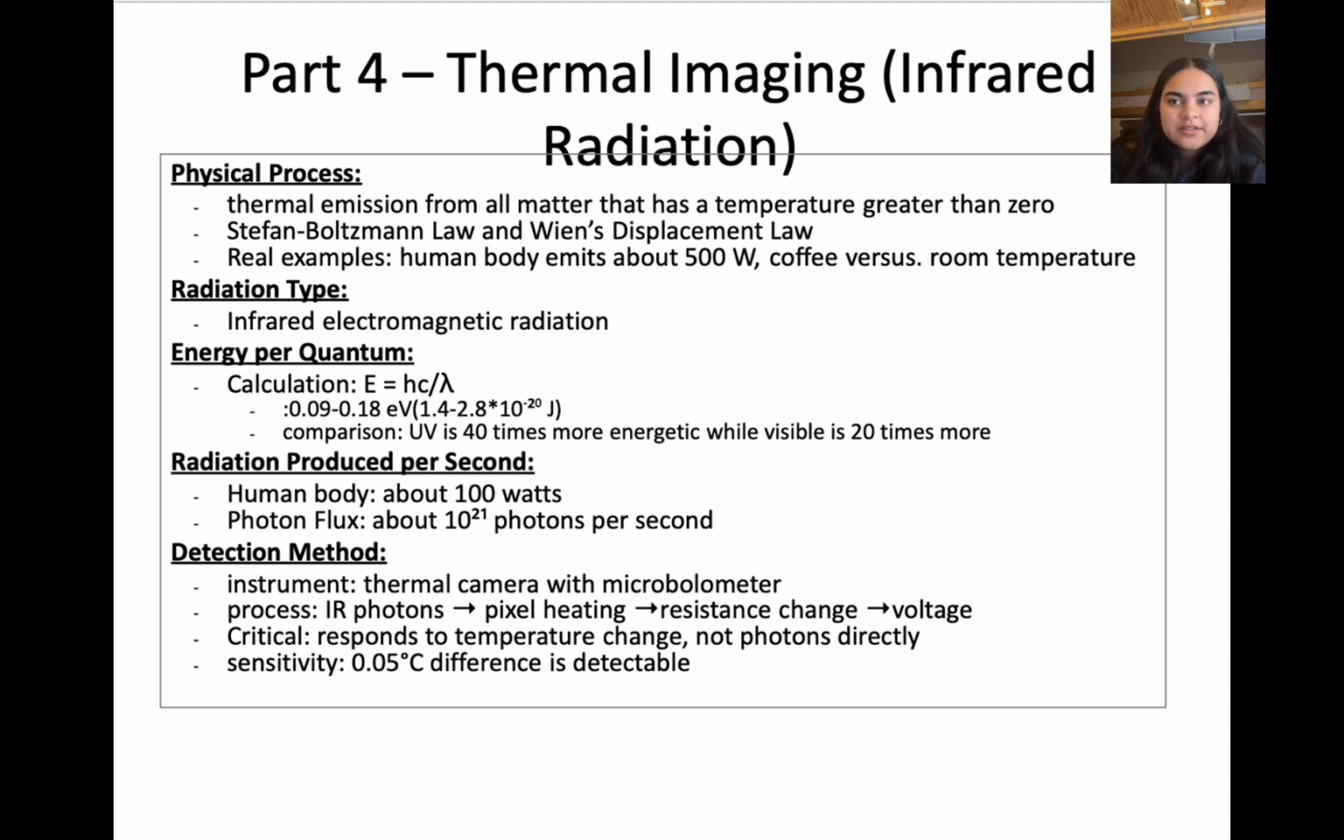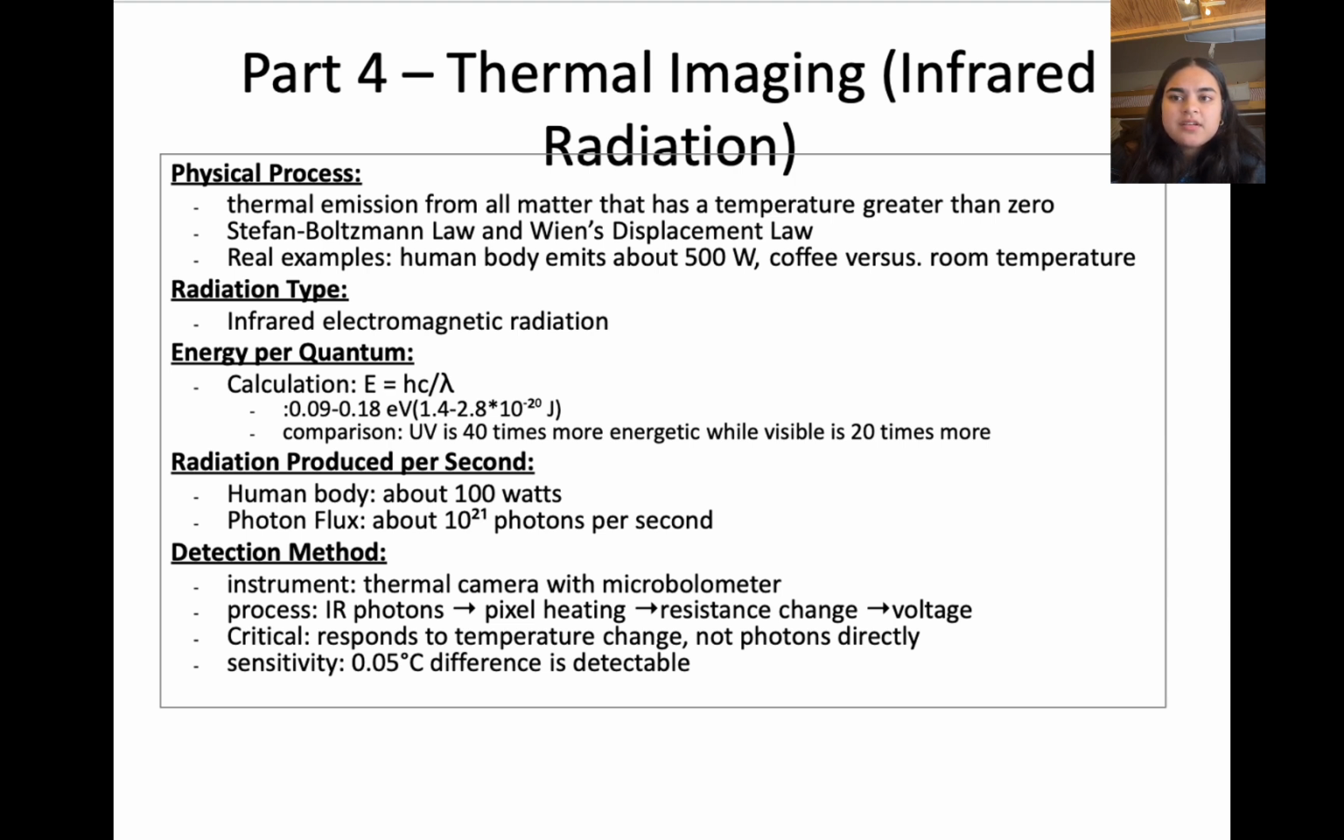The type of radiation we're dealing with is infrared electromagnetic radiation, which is outside of what we can see. When you look at the energy per quantum using the equation E equals hc over lambda, infrared photons carry about 0.09 to 0.18 electron volts of energy. To compare, UV light is 40 times more energetic, and visible light is 20 times more energetic than infrared. In terms of what the human body actually produces per second, we're talking about roughly 100 watts and a photon flux of about 10 to the 21st photons per second.